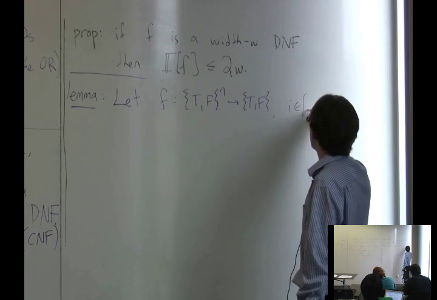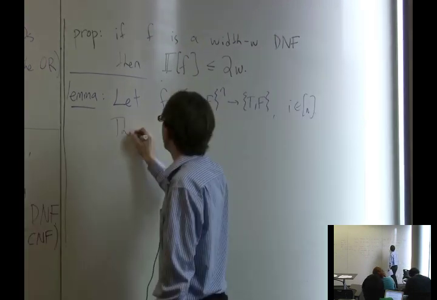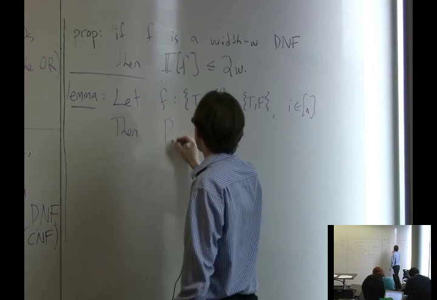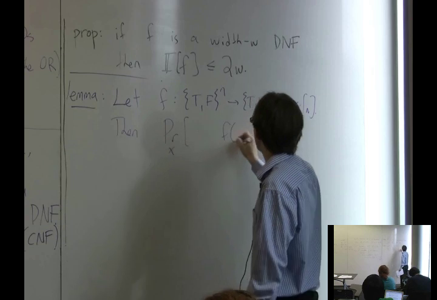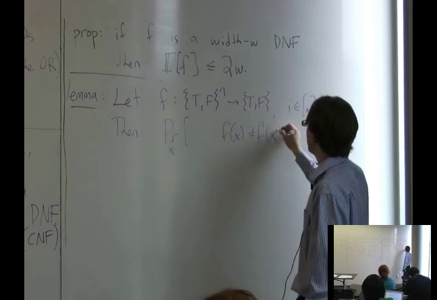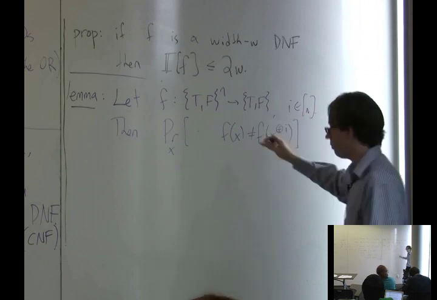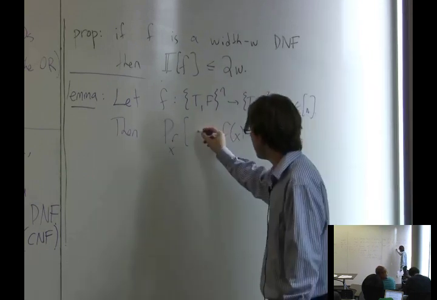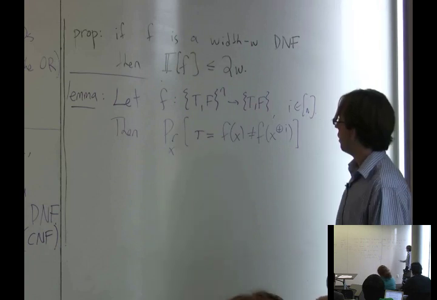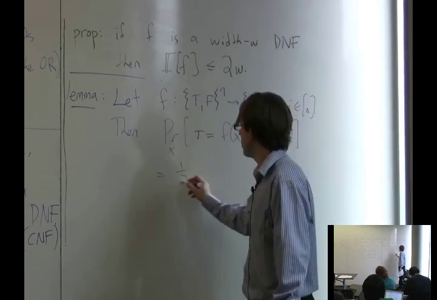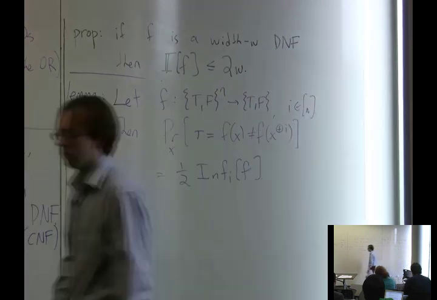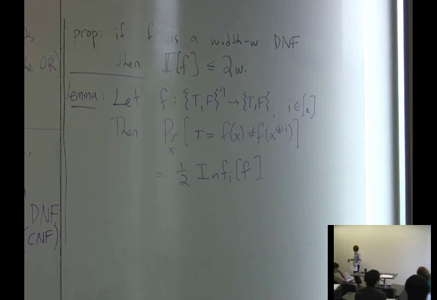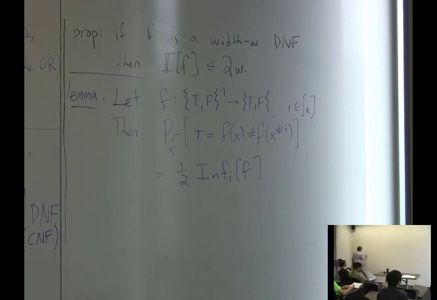Let i be some coordinate. Then if you look at the probability over a random input x that f of x does not equal f of x with the ith bit flipped, so far, that looks like the thing you do when you're computing influences. But let me also say f of x equals true. Then that's half of the influence of the ith coordinate on f. Okay, which maybe kind of looks plausible. And in fact, I won't exactly write the proof in words. I'll just draw a picture to convince you that that's true.